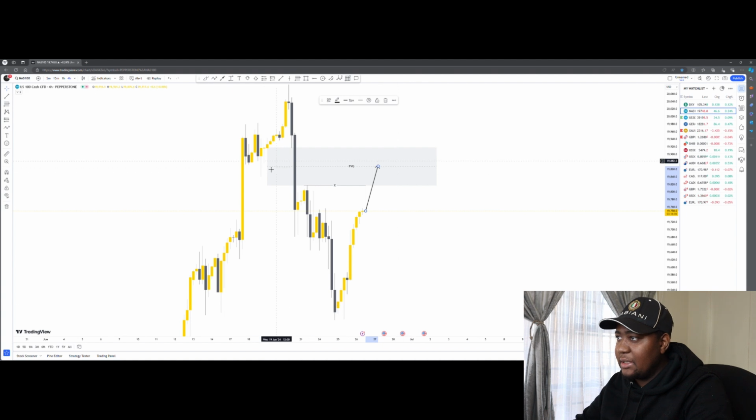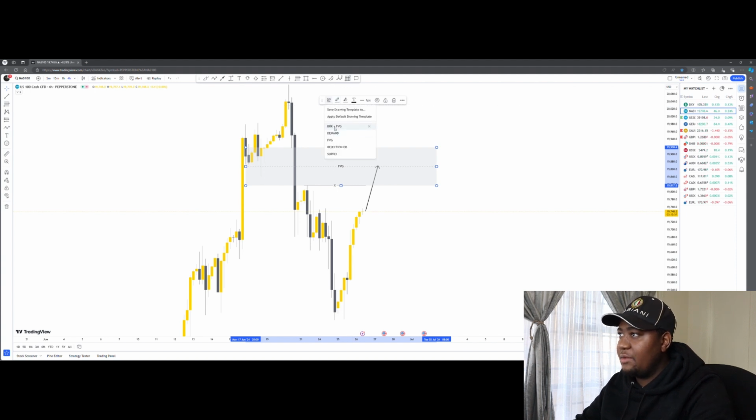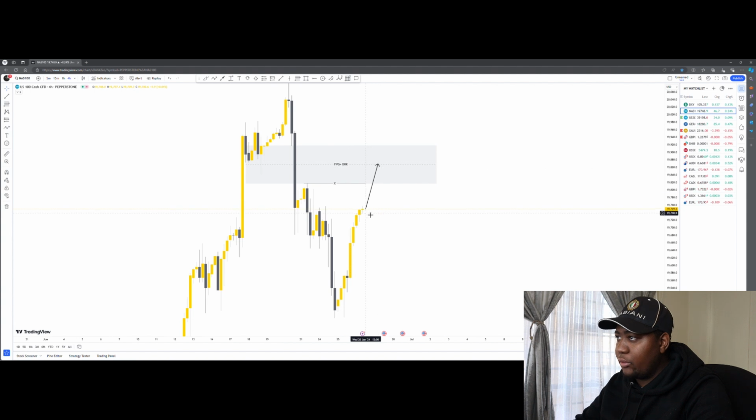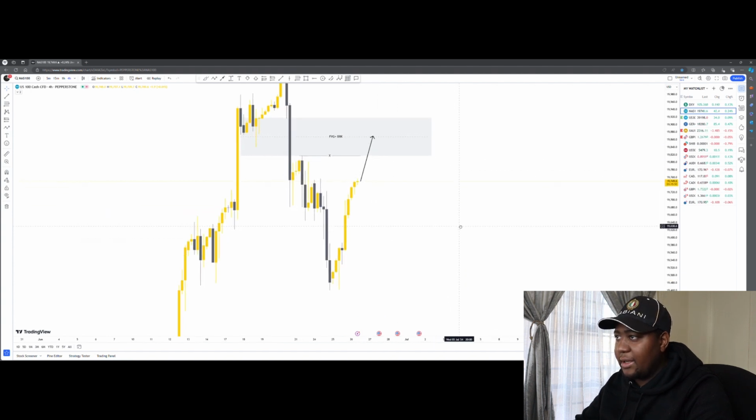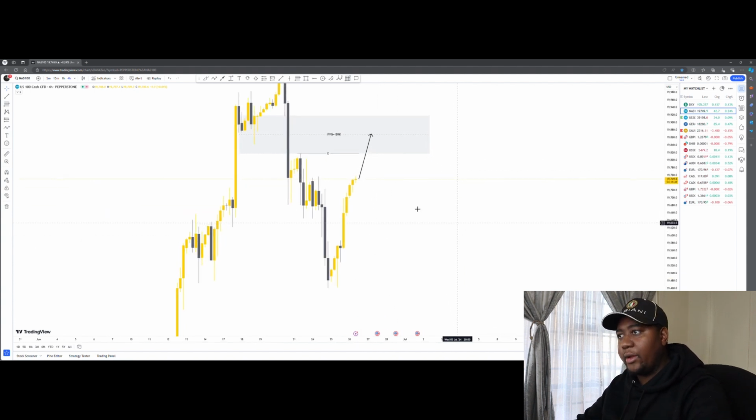That's what I expect. In fact, we can also see that this fair value gap is attached to a breaker right here, so definitely it's a very good confluence in terms of trading this overall. So we can see a breaker and a fair value gap. The market can actually come into that area.